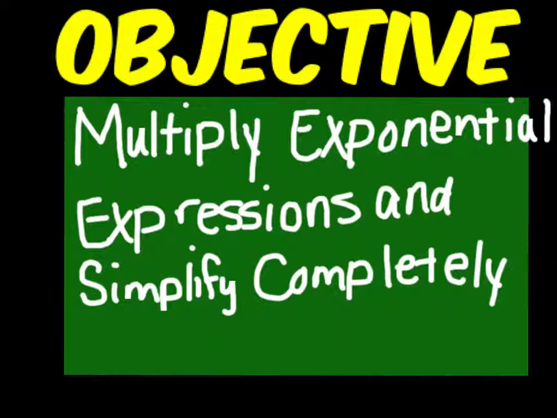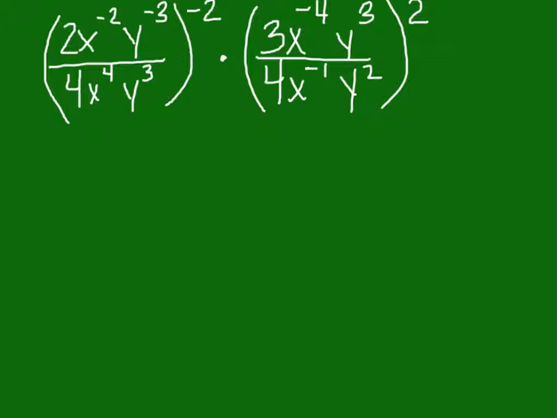So today's objective is the same as yesterday. We are multiplying exponential expressions and simplifying completely. So for the first example, we have (2x^-2 y^-3 over 4x^4 y^3) all to the negative second power, times (3x^-4 y^3 over 4x^-1 y^2) all squared.